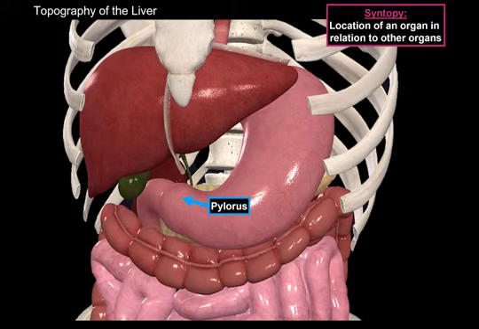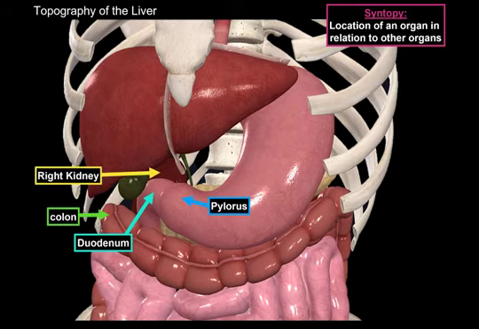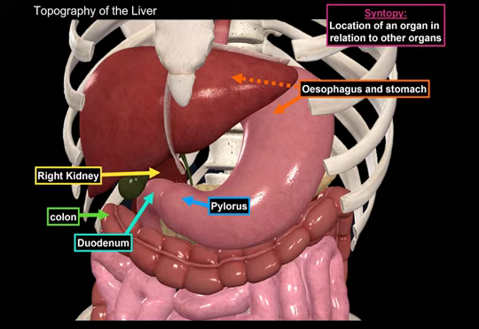You will find the pylorus of the stomach lying very close to the visceral surface of the liver, but you will also find the upper part of the duodenum, you will find the colon, you will find the right kidney, and you will also find the esophagus and the stomach, the upper part of the stomach lying very close to the superior end of the liver as well.